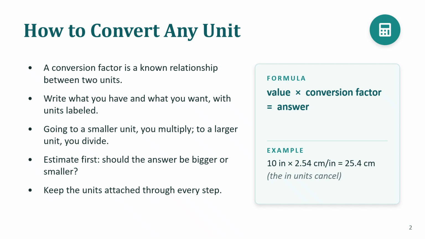The last and most important step is to estimate. Before you trust the number, ask whether it's reasonable. If you convert 70 kilograms to pounds and get 32, that should feel wrong because a kilogram is bigger than a pound. So the pound number should be larger, around 154. Labeling units and sanity checking your answers will catch most mistakes before they reach the chart.